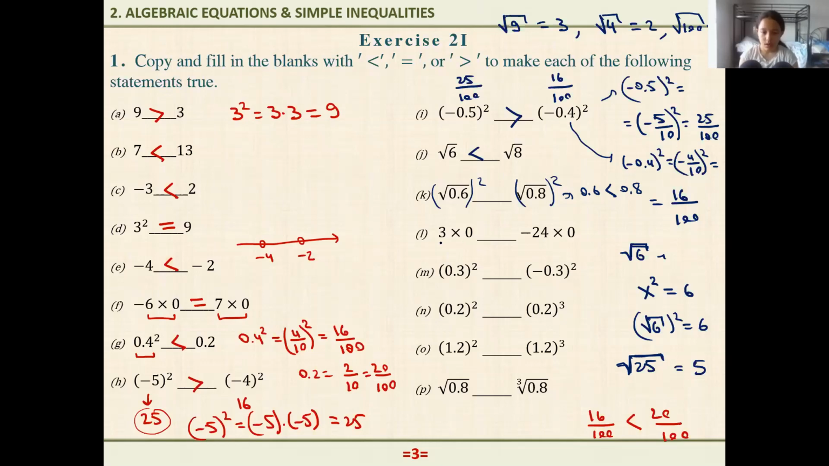Next, what is 3 times 0? 0. Negative 24 times 0? 0. So these things are both equal. Okay. How about here? 0.3 squared, negative 0.3 squared. That's going to equal 9.